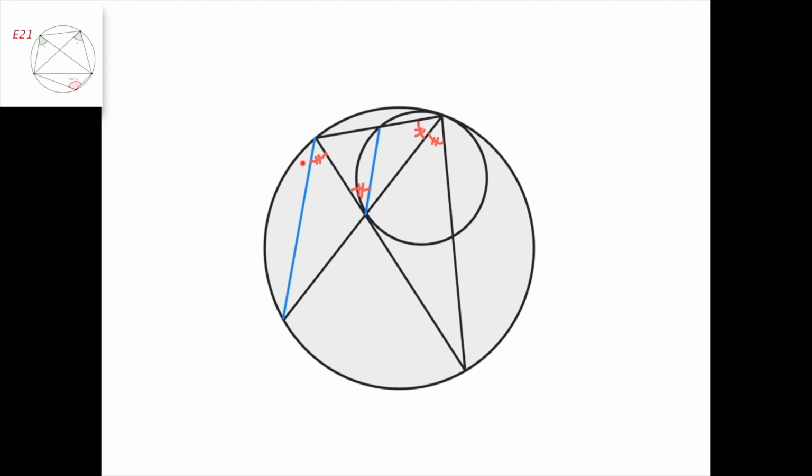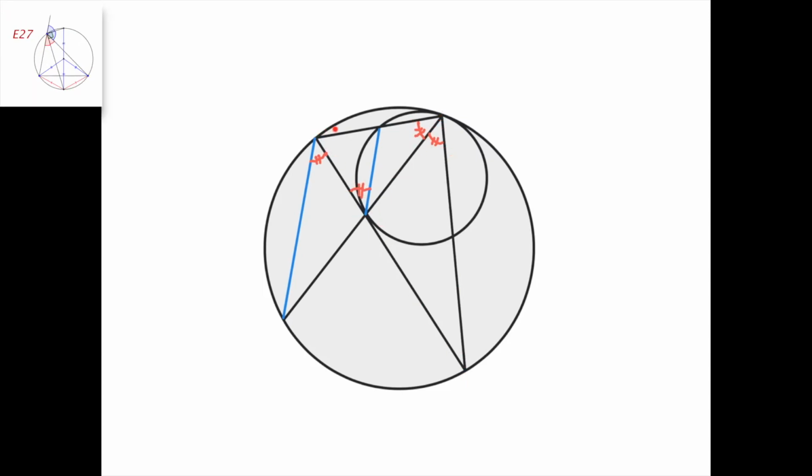Because of this cyclic quadrilateral, we have that this angle corresponds to this arc, and so it equals this angle. Because of this line parallel to this line, we have that this angle equals this angle. And because of the alternate segments theorem applied for this triangle and this circle, we have a tangent line here, and so this angle corresponds to this arc, which corresponds to this angle, and so these two angles are equal. And therefore here we have an angle bisector.